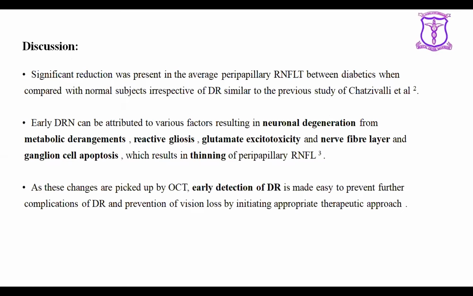Discussion. There was a significant reduction in the average RNFL thickness in diabetics when compared with the normal subjects, irrespective of diabetic retinopathy, which was similar to the previous study of Chetziwali et al. Early diabetic retinal neurodegeneration can be attributed to various factors resulting in neurodegeneration from metabolic derangements, reactive gliosis, glutamate excitotoxicity, and nerve fiber layer and ganglion cell apoptosis, which finally results in thinning of peripapillary RNFL. As these changes are picked up early by optical coherence tomography, early detection of DR is made easy to prevent further complications of DR and initiating appropriate therapeutic approach.